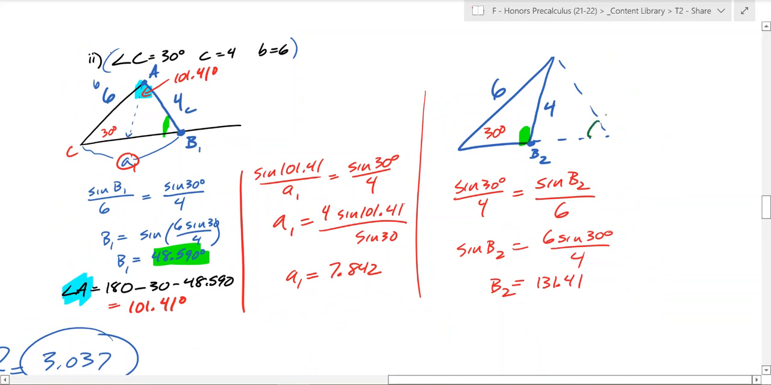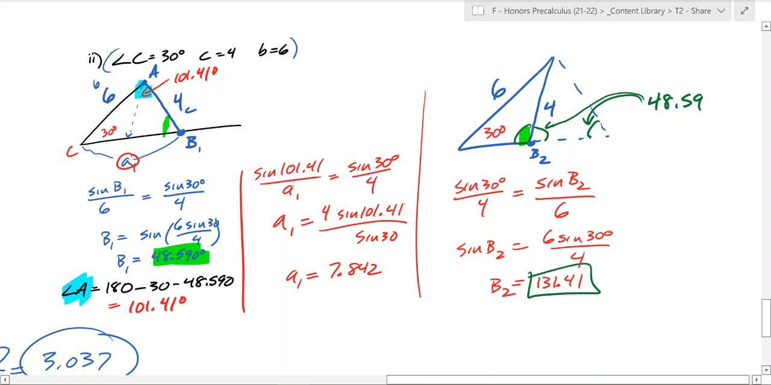Now another way to do that is from the first one. You might remember if we knew this angle, which we got, which was 48.59, that also meant that this angle right here had to be 48.59. So you can do 180 minus that to get this, which would also come out to be that right there.